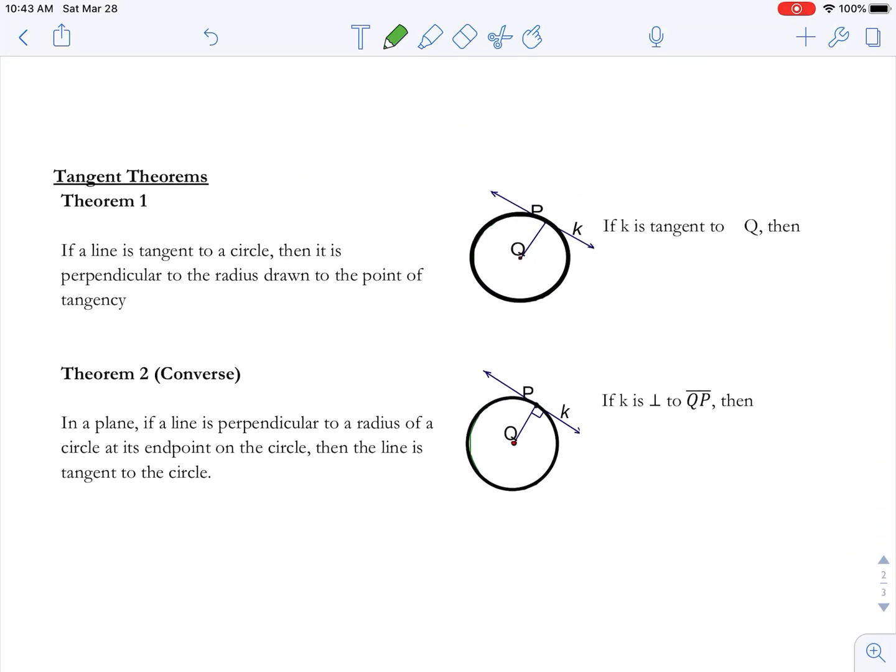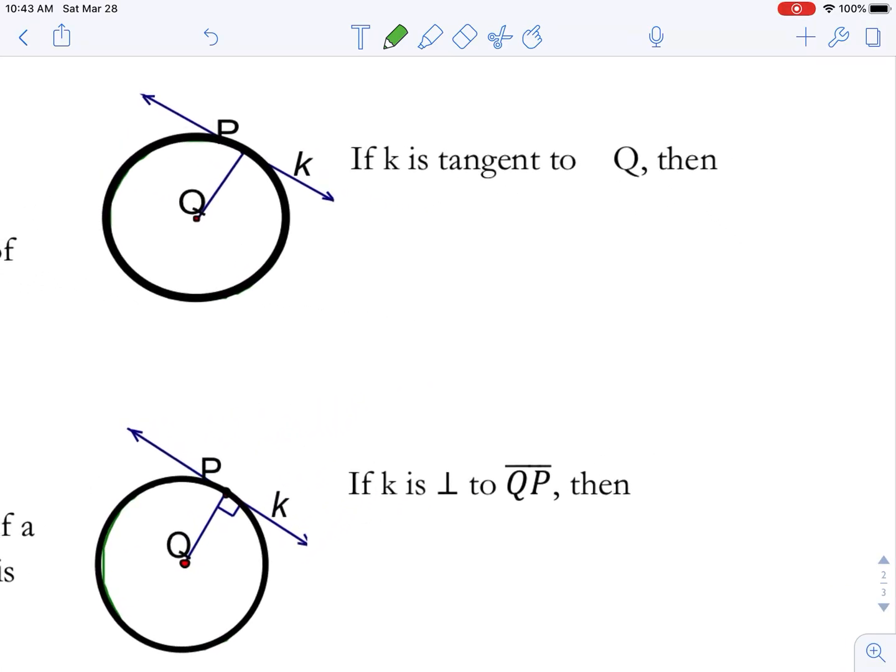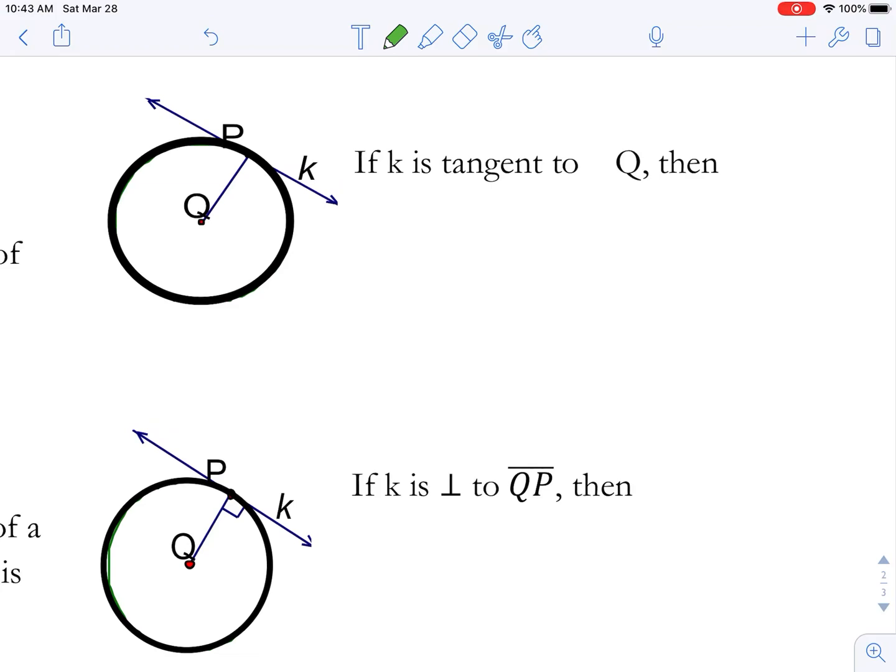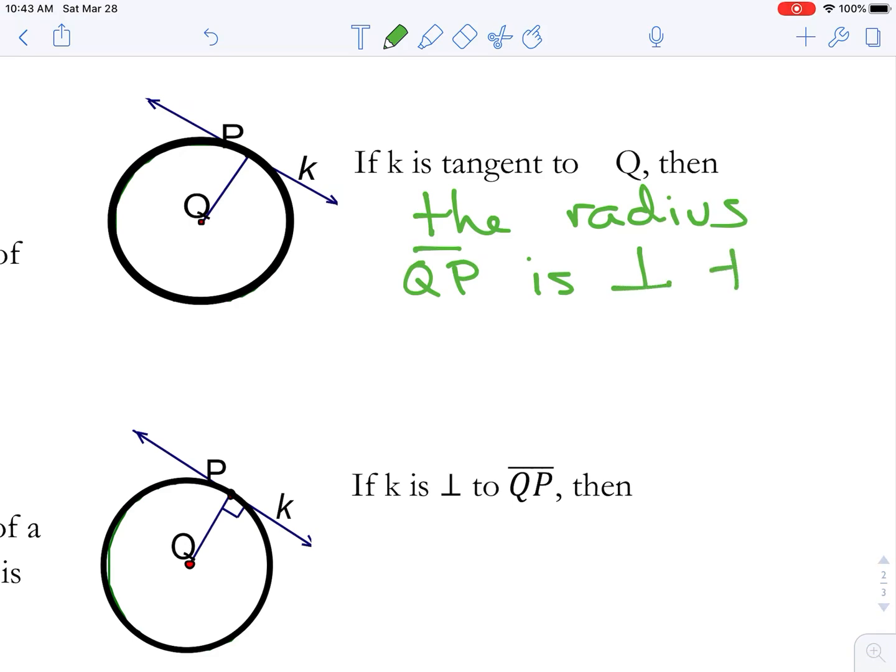So let's talk about some theorems. These are going to be pretty quick here. You can read the words on your own. Let me just use my own words to describe these. If you've got a tangent of a circle, then the radius QP is perpendicular to the line K. So a tangent is perpendicular to a radius in a circle. The radius touches at the same point as the tangent, and it's perpendicular automatically.